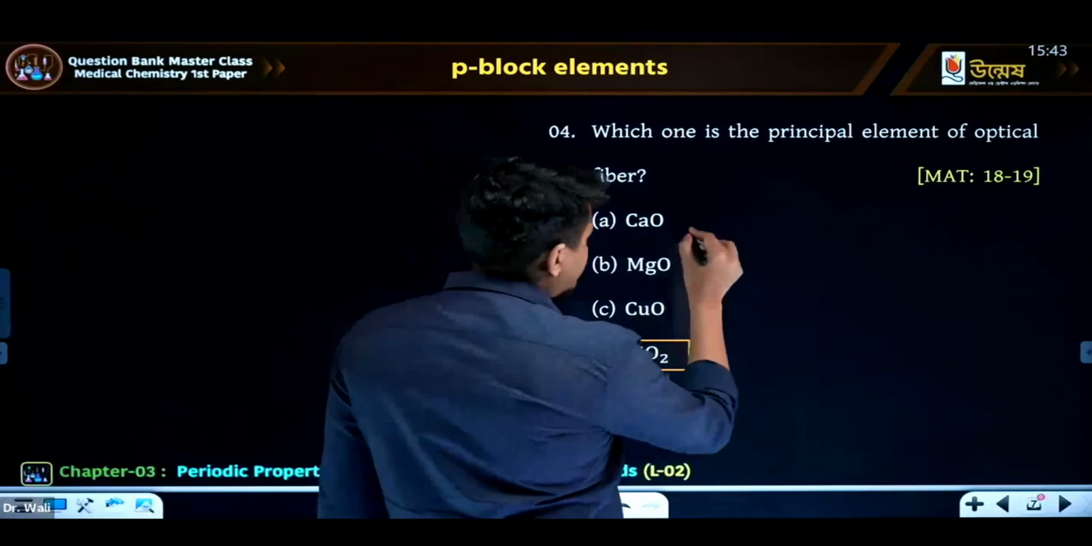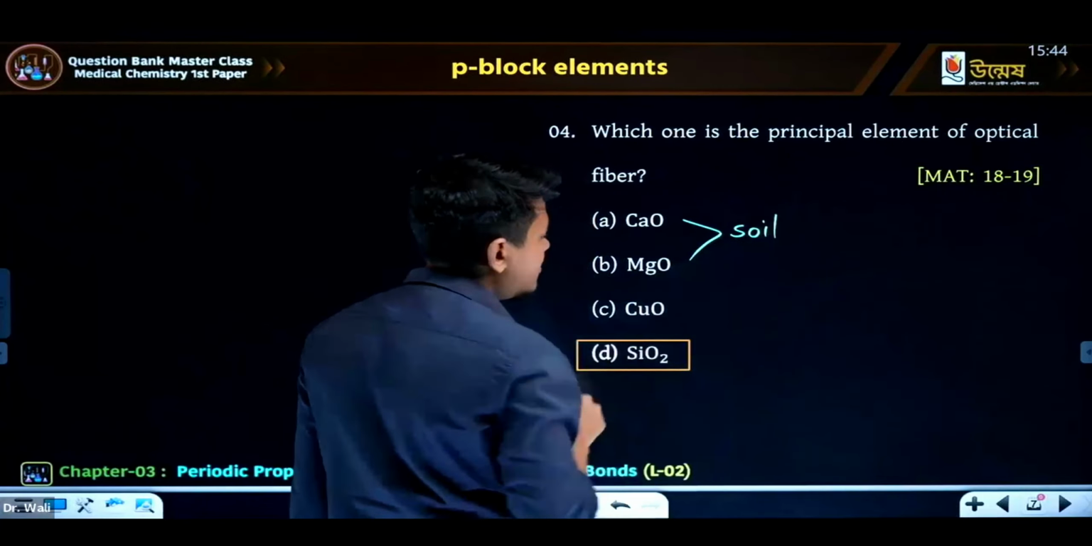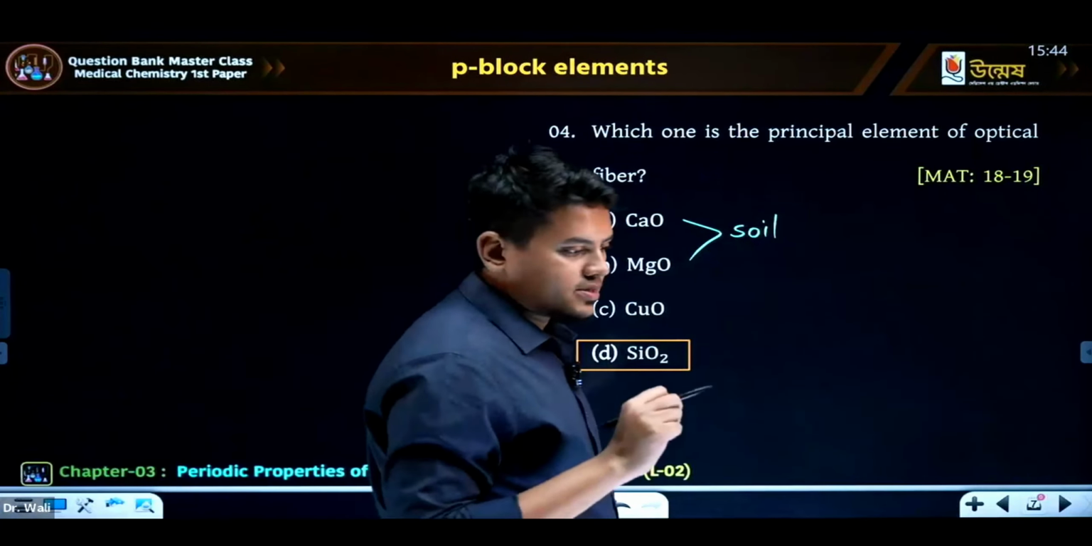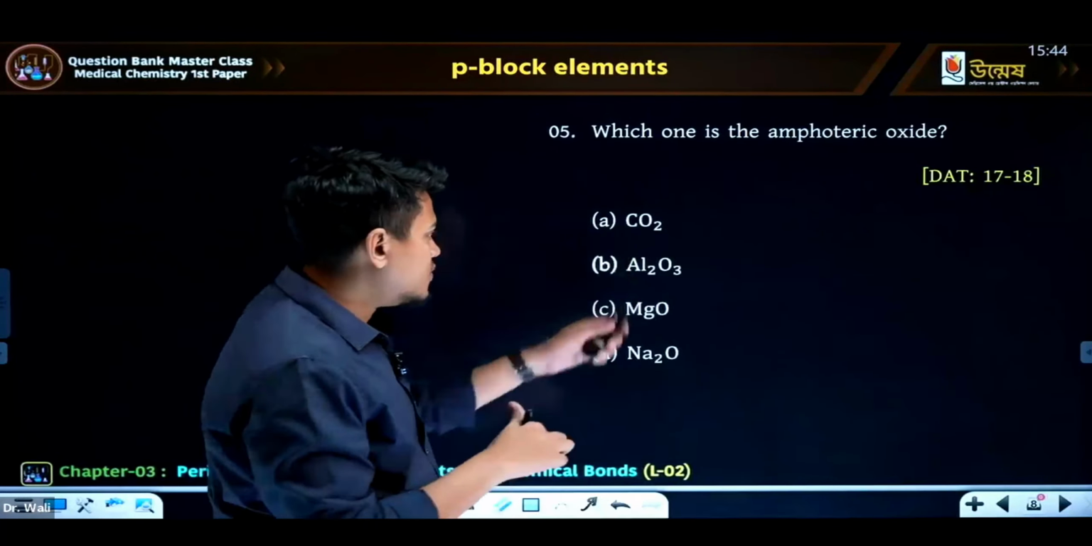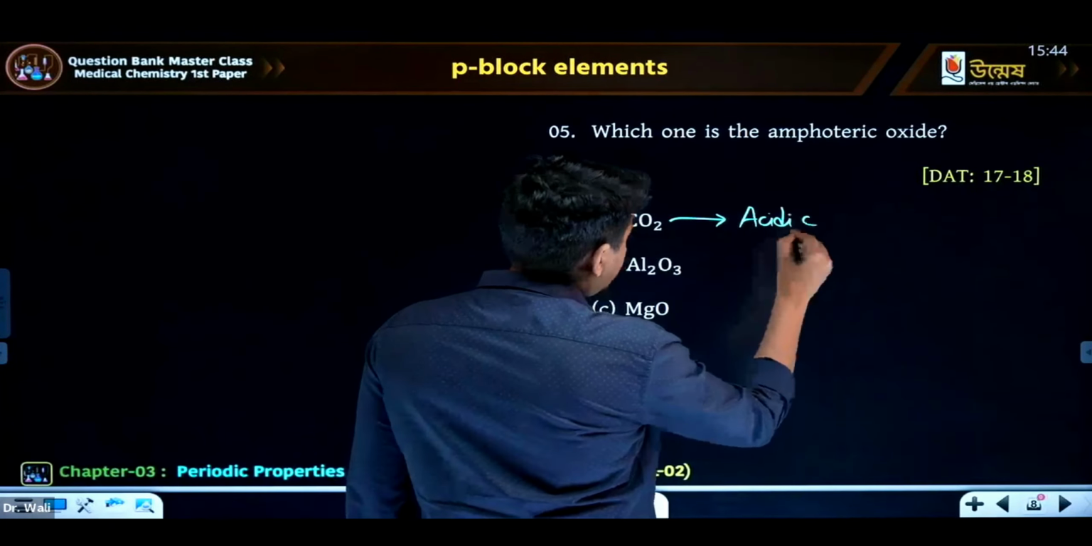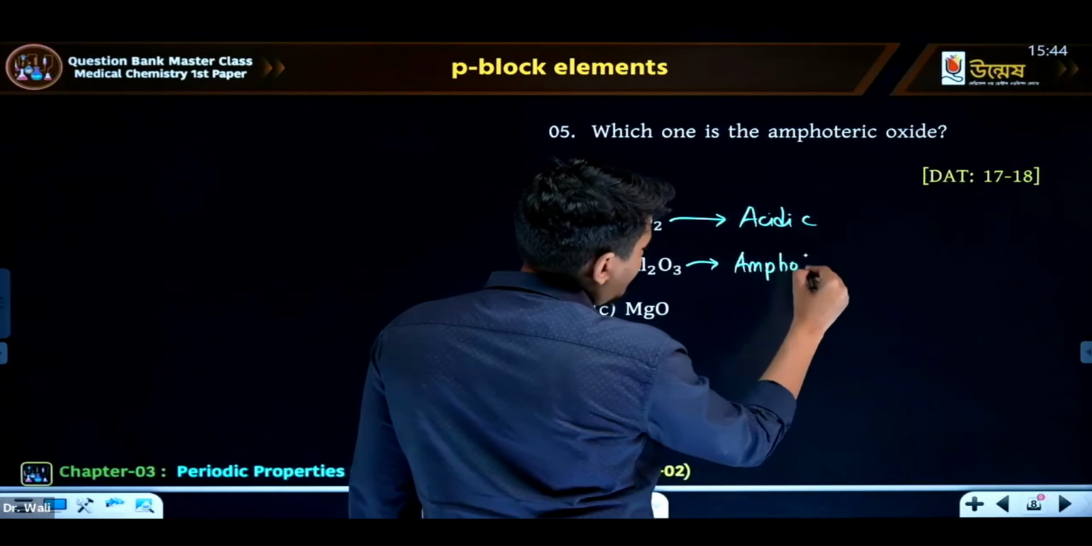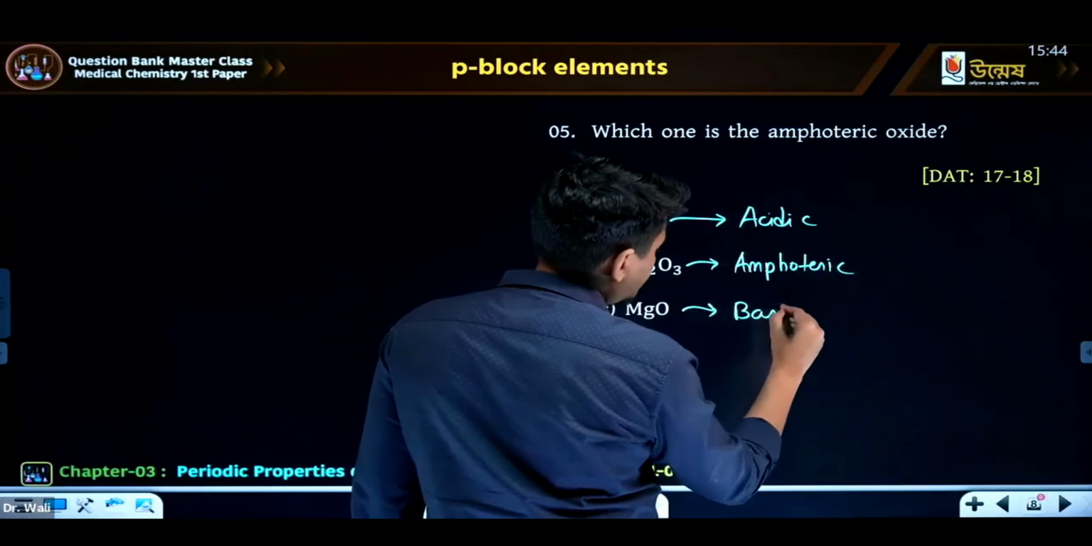Moreover, I should add that calcium oxide and magnesium oxide are found in soil. And also I should say that magnesium is used in photographic flash bulbs to make them brighter. Which one is the amphoteric oxide? We have already studied that. First one, carbon dioxide. This one is an acidic oxide. Next, aluminum oxide. This one is amphoteric. Magnesium oxide. This one is a basic oxide because this is a metallic oxide.